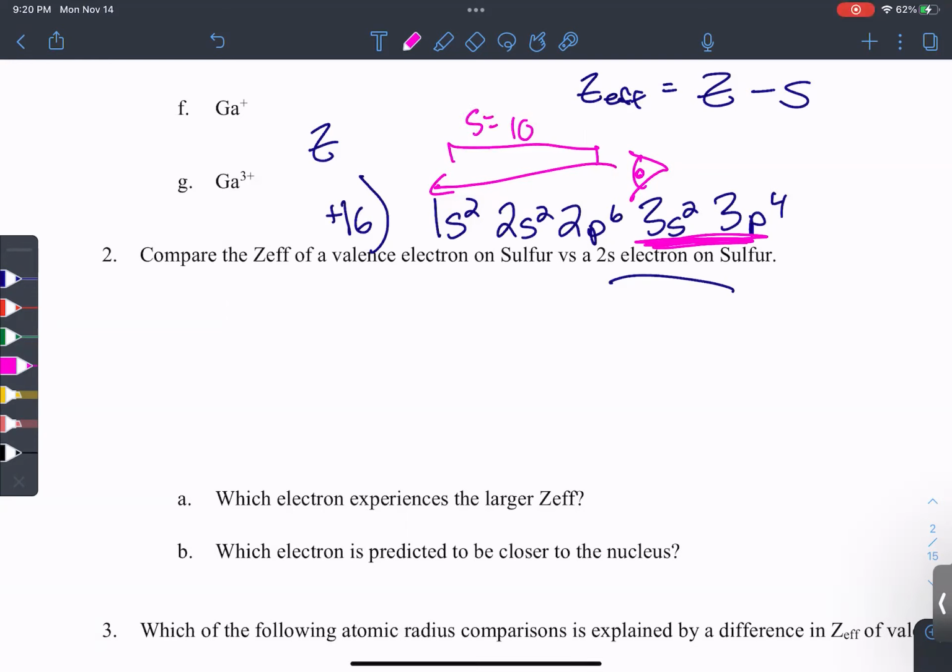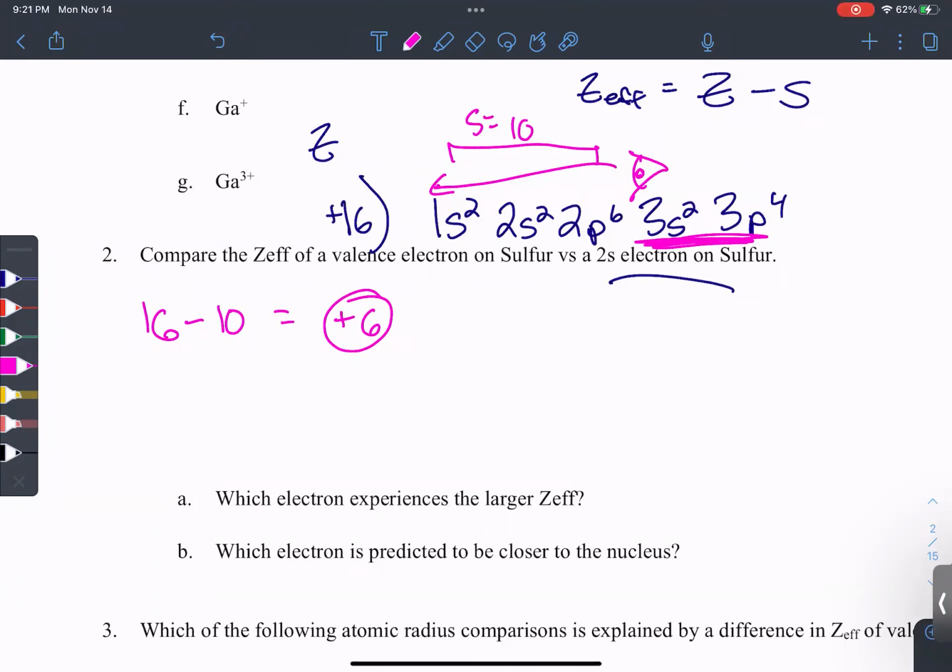So for a valence electron, like 3s, 3p, Z is 16. So it's 16 minus shielding, which we just calculated is 10. There's 10 people sitting in front of me. All right, what's left? +6. So that means those valence electrons actually don't experience the full radiance of Taylor Swift.